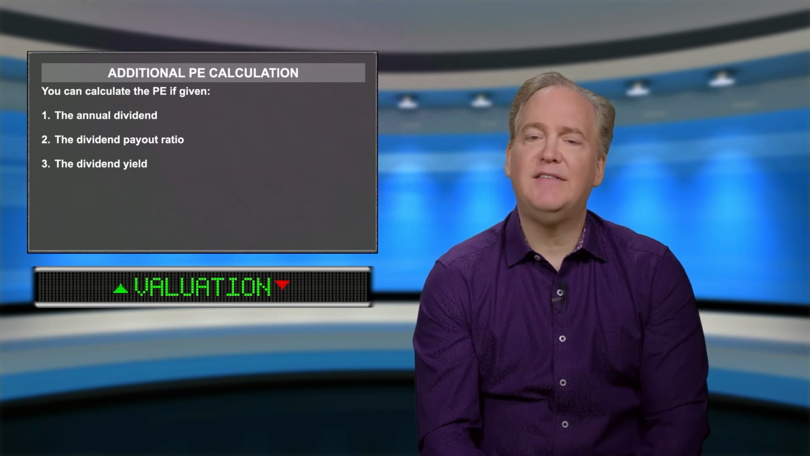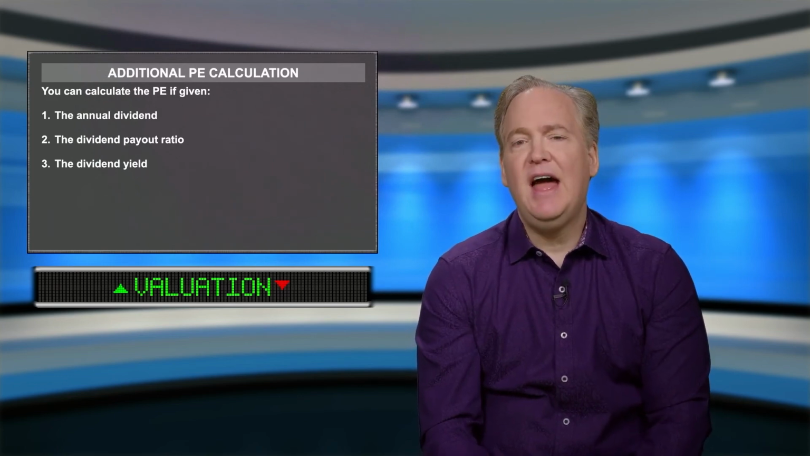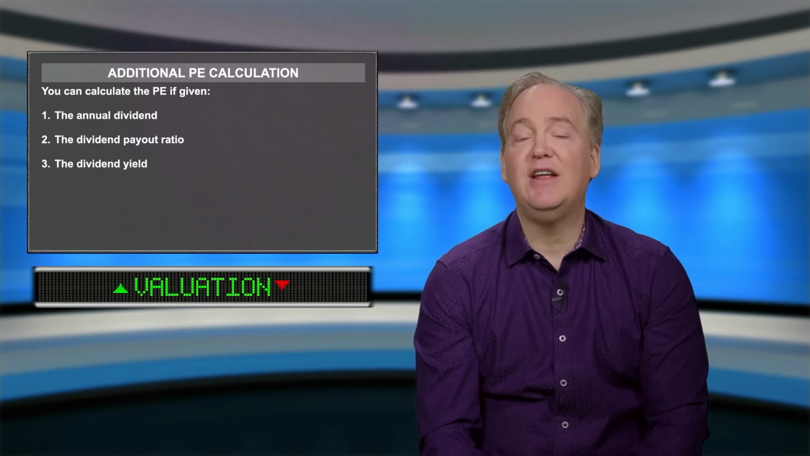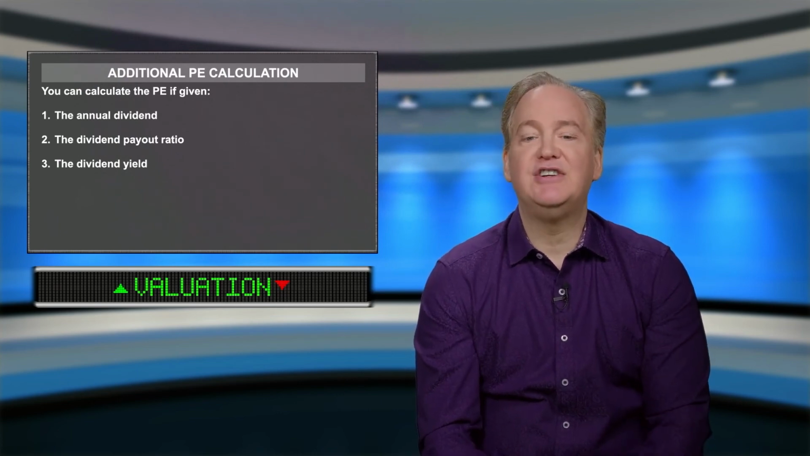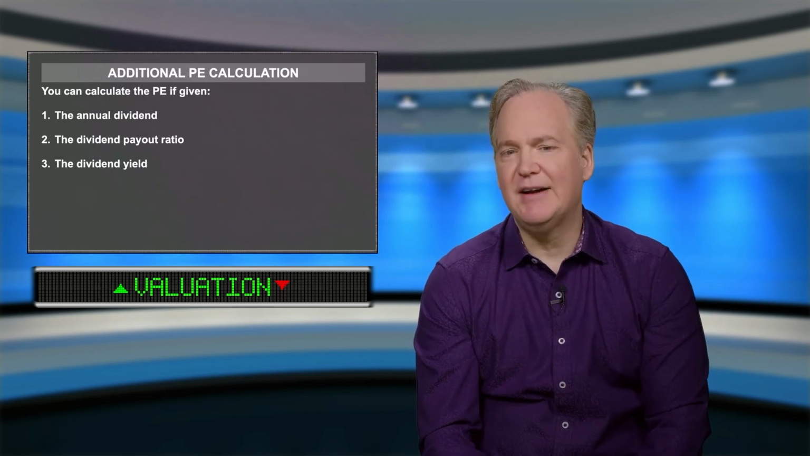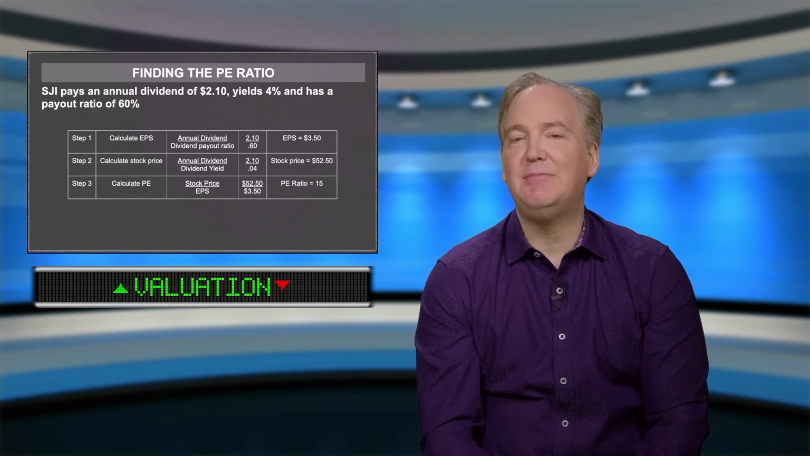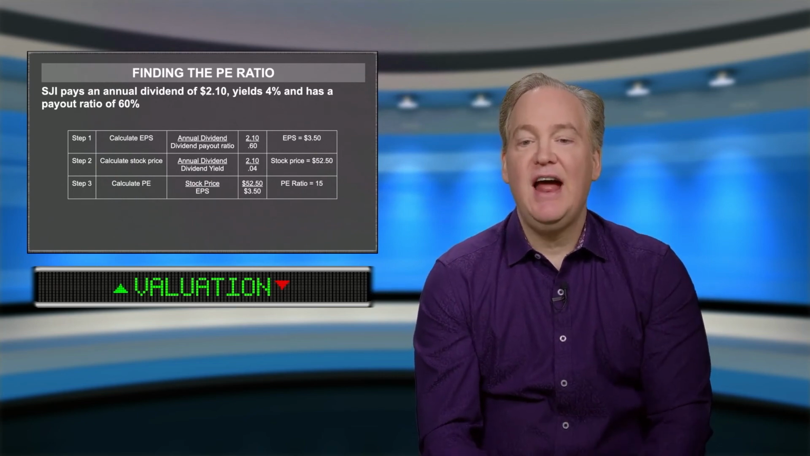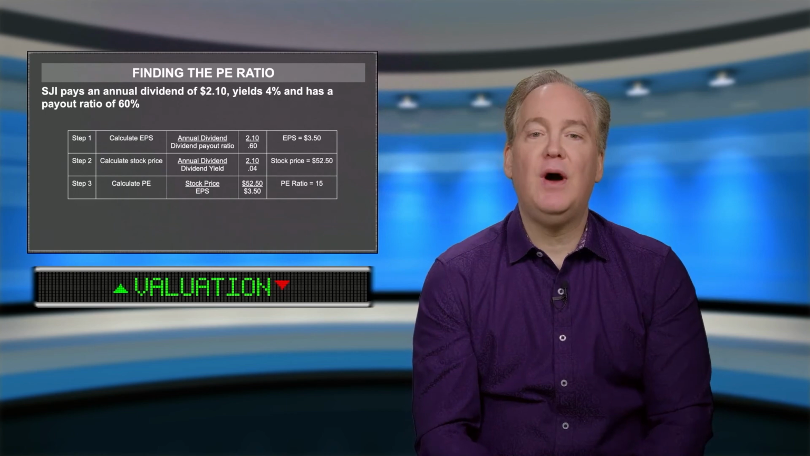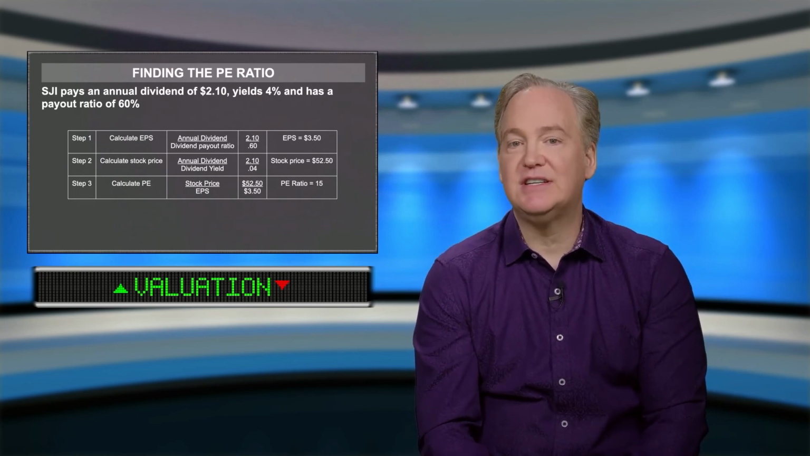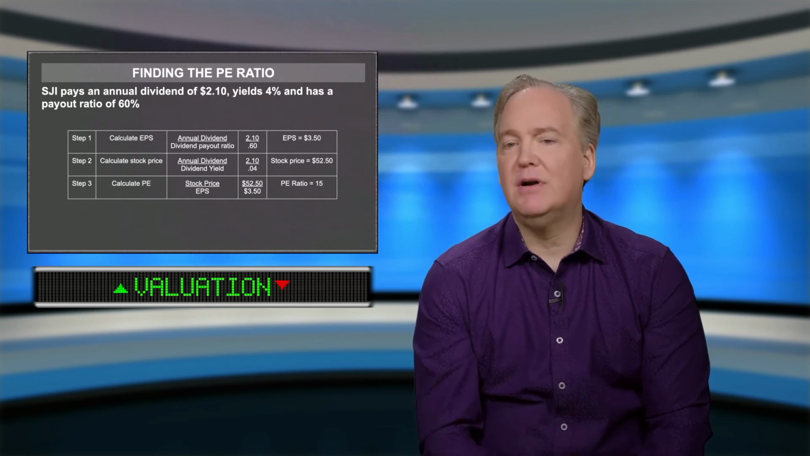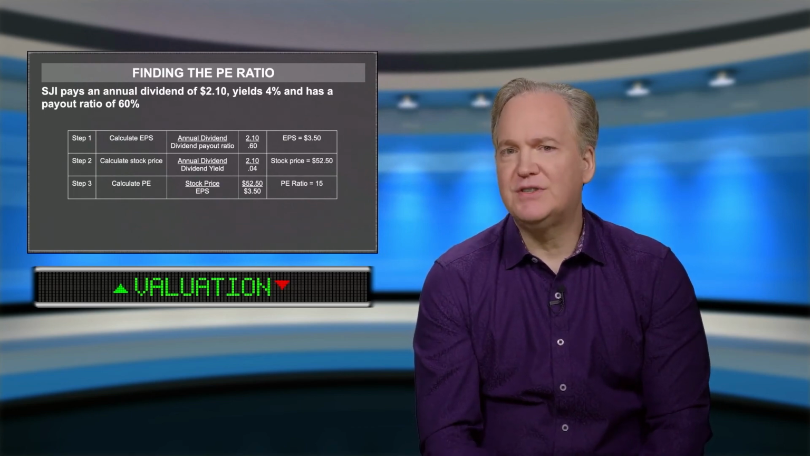All right, so here we have additional ways to calculate a PE, and you can calculate the PE of a stock if you know the annual dividend, the dividend payout ratio, and the dividend yield on the stock. Now let's take a look at an example here. We have a company, SJI, and they pay an annual dividend of $2.10. The stock yields 4% and has a dividend payout of 60%, and they're asking you what the PE ratio is. Well, if we don't know how to manipulate this data, we may very well be lost in this question. But this would be a three-part calculation, and we're going to go through those for you right now.